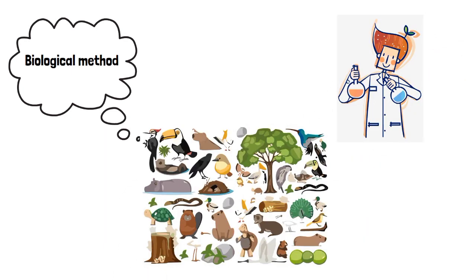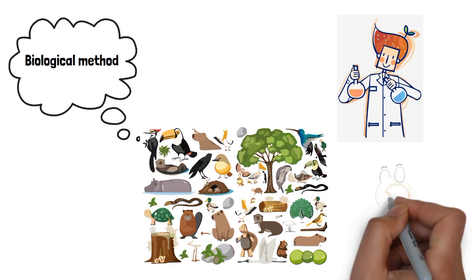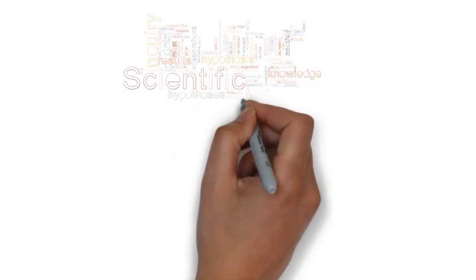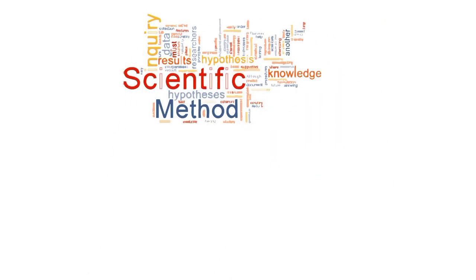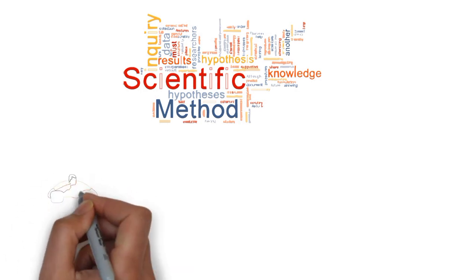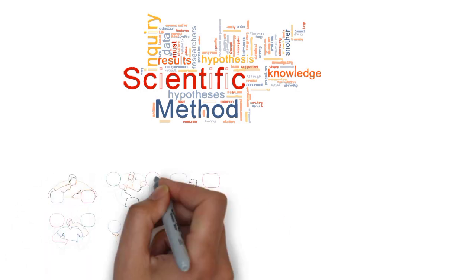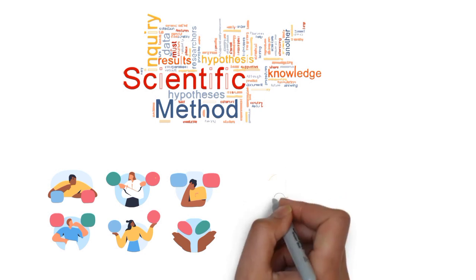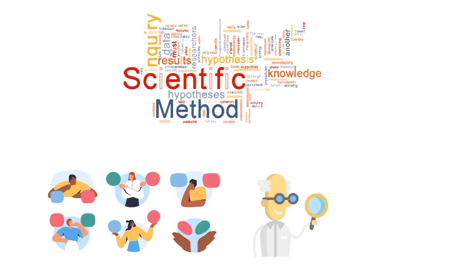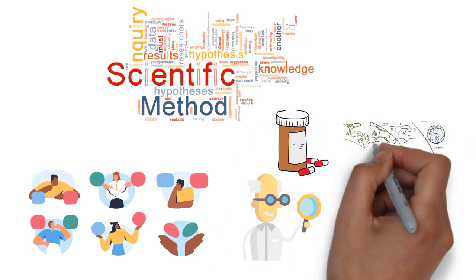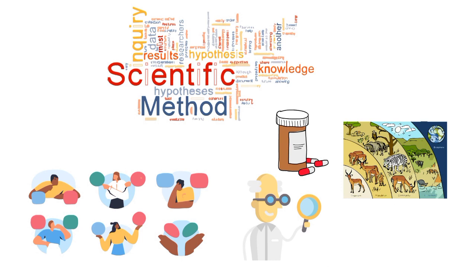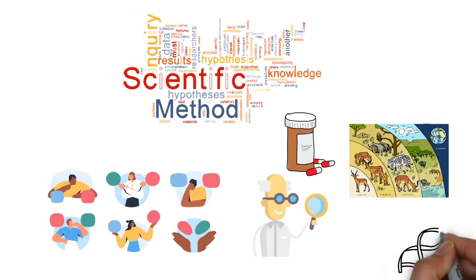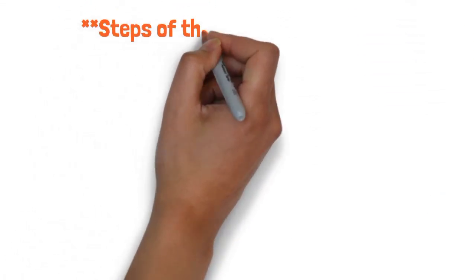Imagine you're a biologist, and you've stumbled upon an interesting question about living organisms. Here's what you do. Biological method. Now, within the vast field of science, we have something called the biological method. This method is specifically designed to solve problems related to living organisms. It's been a key player in scientific discoveries for centuries and has led to major advancements in medicine, ecology, and technology. Steps of the biological method.